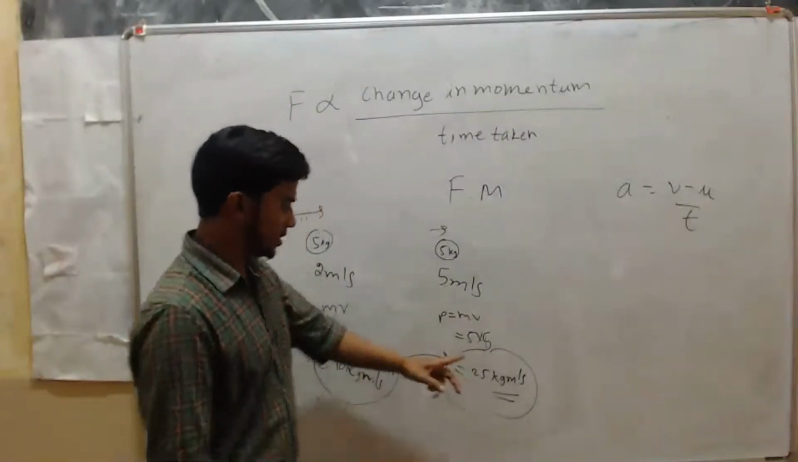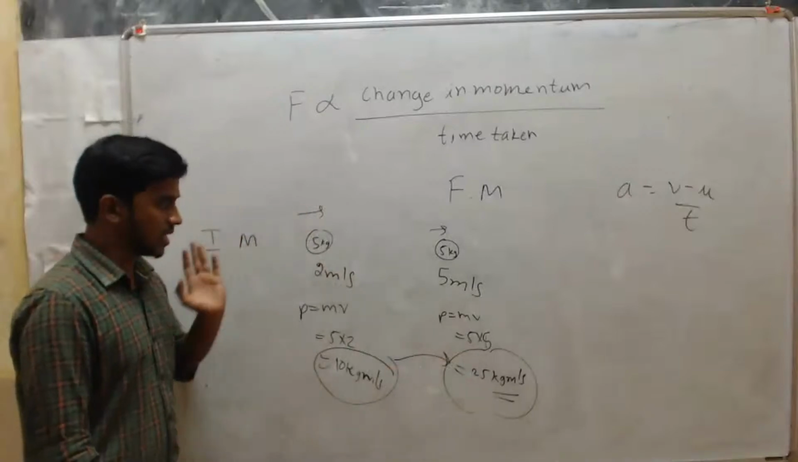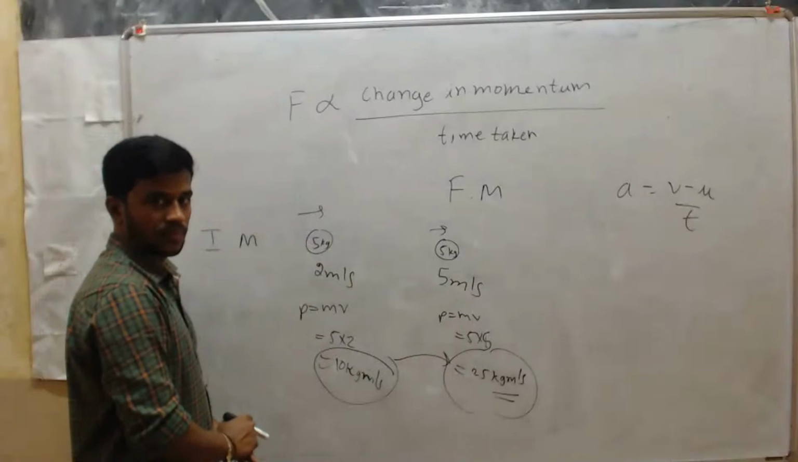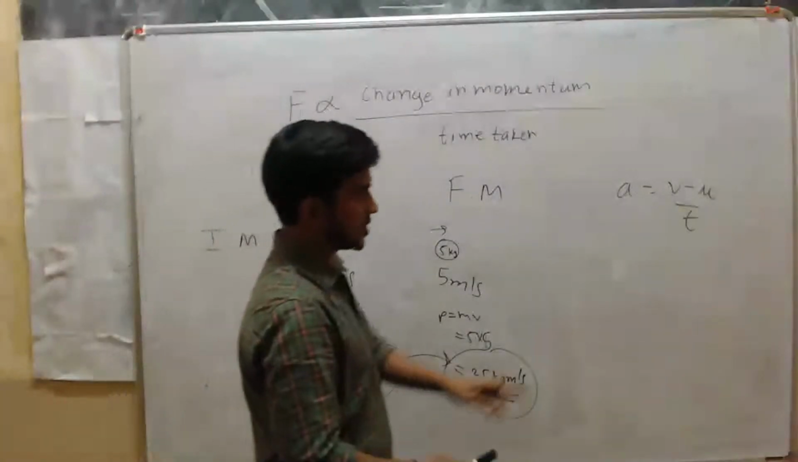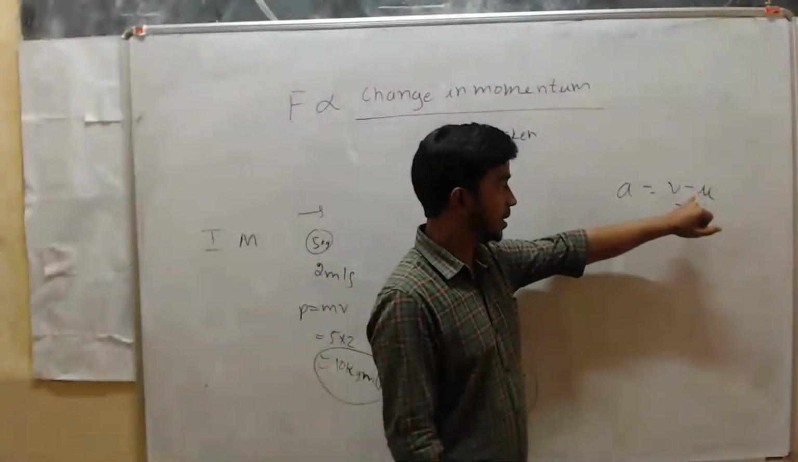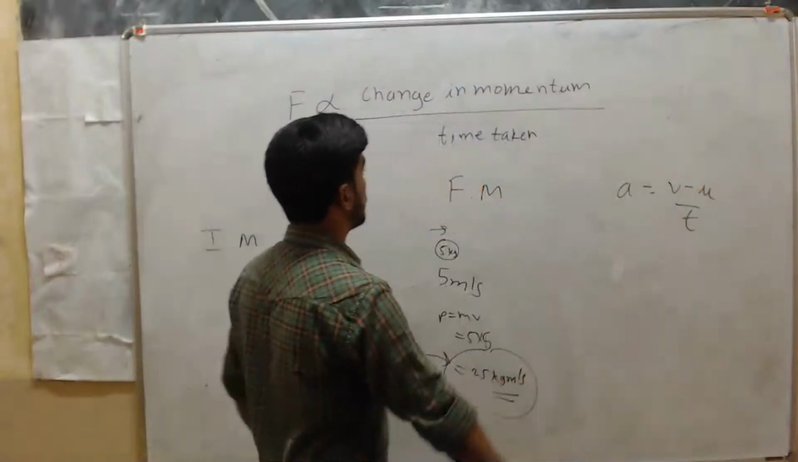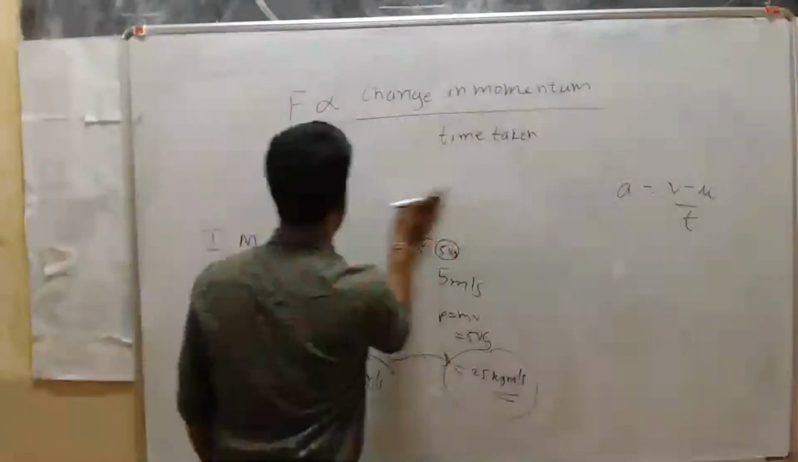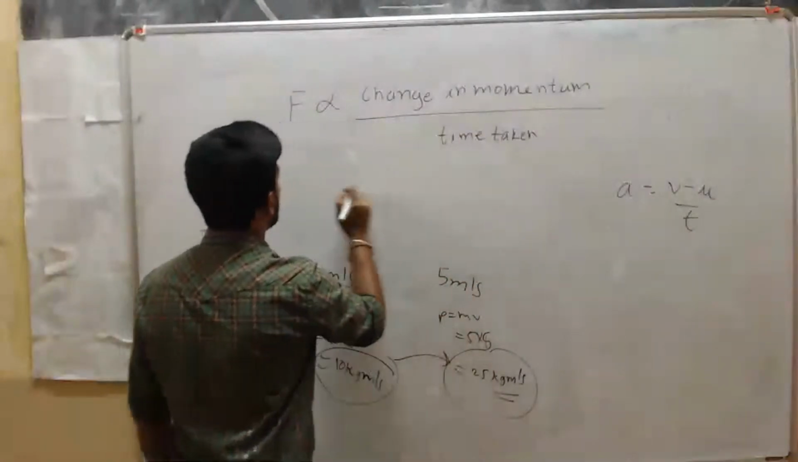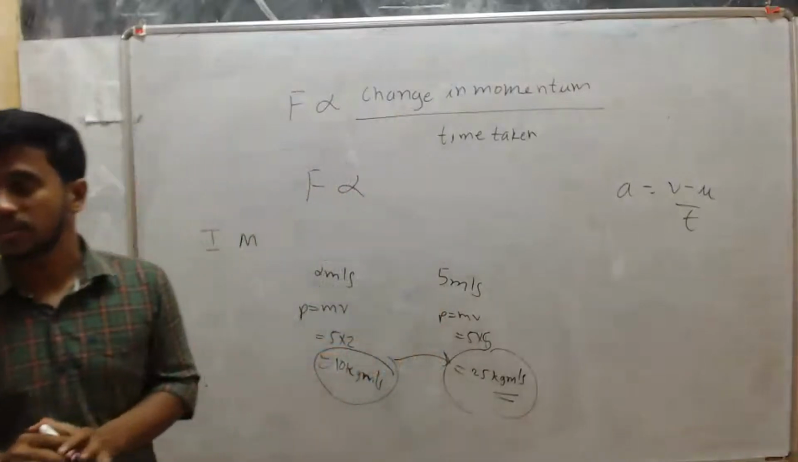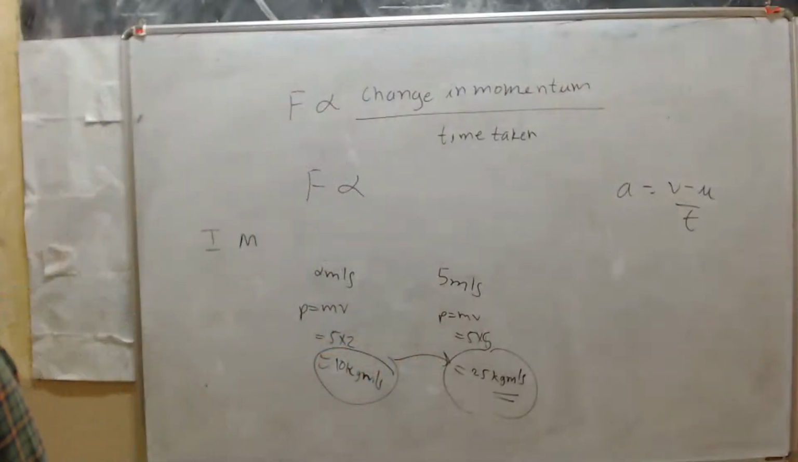Okay, so see this example. Here the momentum changed in a given time. Clear? Okay, see here, change in velocity we have represented mathematically as final velocity minus initial velocity. Now how to represent this change in momentum mathematically? How to write that change in momentum mathematically? Put it in the comment box.